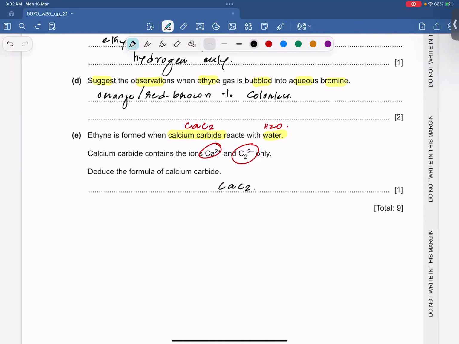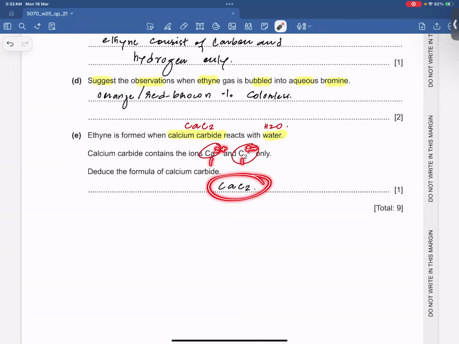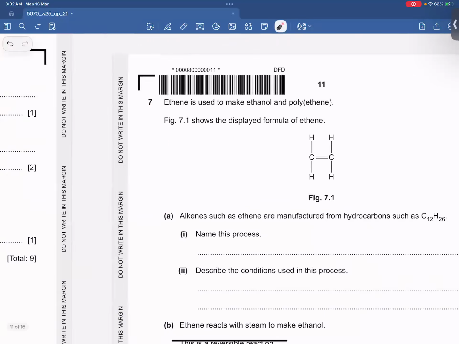Okay. Now, when we have similar charges, then they will cancel out with each other, and obviously these two ions will combine together to give CaC2. Oh my goodness. This paper has a lot of questions, guys. Let's move on to the next question.